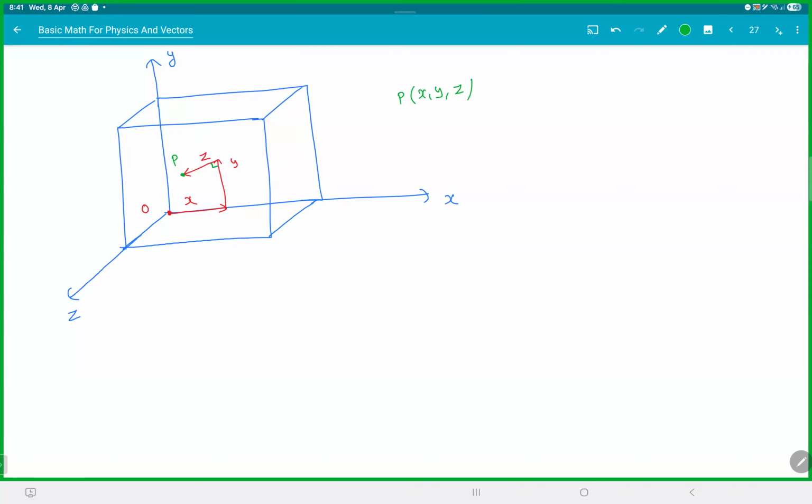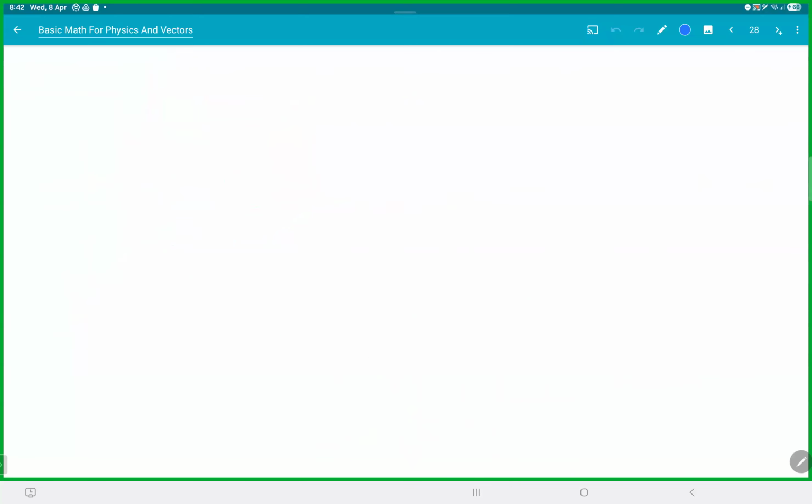So this is 90 degrees here. That's your point P. Clear? So let's do something here before going ahead. Like I said, cube is one of the most important shapes, it comes up a lot.